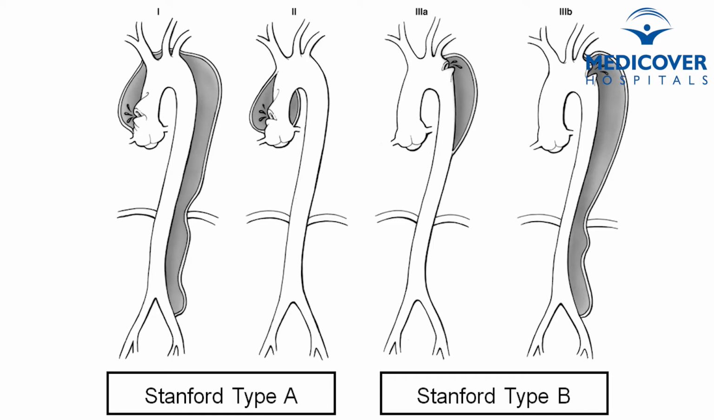The third type is retro type A dissection, where the dissection flap starts in the descending aorta after the subclavian, but it goes into the arch or ascending aorta. But in the arch and ascending aorta, there is no tear in the aorta, only the flap is there. So these are the three common types of dissections.